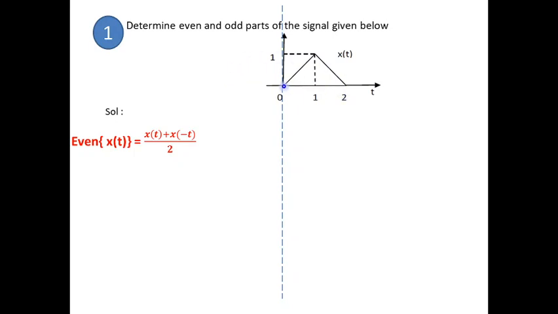So, the 0 instant will stay at 0. The time instant 1 will get reversed to minus 1. At 1, what is the amplitude? It is 1. So, here at minus 1 the amplitude will be 1. At 2 the amplitude is 0. So, here at minus 2 the amplitude will be 0. You would have studied the time reversal technique earlier. Applying that time reversal, you will get your x of minus t.